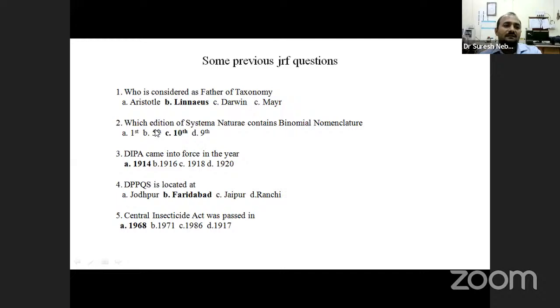Then which edition of Systema Naturae contains binomial nomenclature? You should be aware about that. Who wrote this Systema Naturae, you should know. Then DIPA, what is this DIPA? Then DPPQS, this is another institute you should be aware about. Under the DPPQS, we have the Central Insecticide Board and Registration Committee, CIBRC. So what is the function?